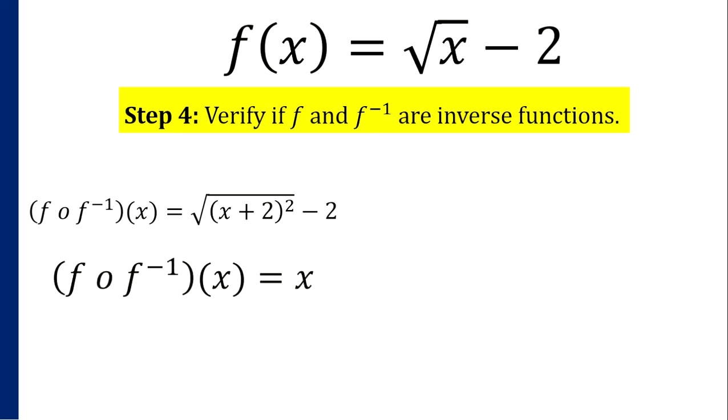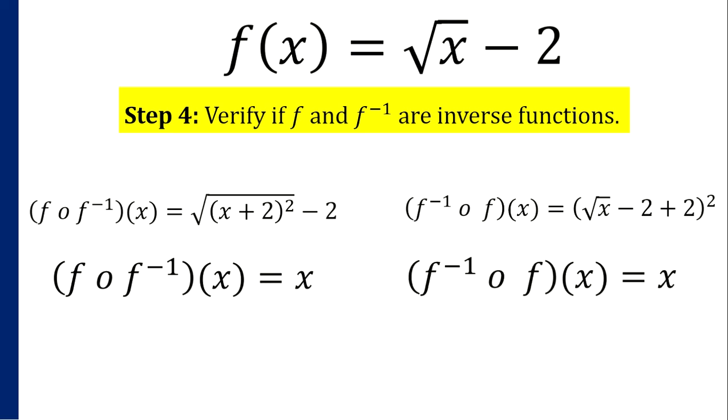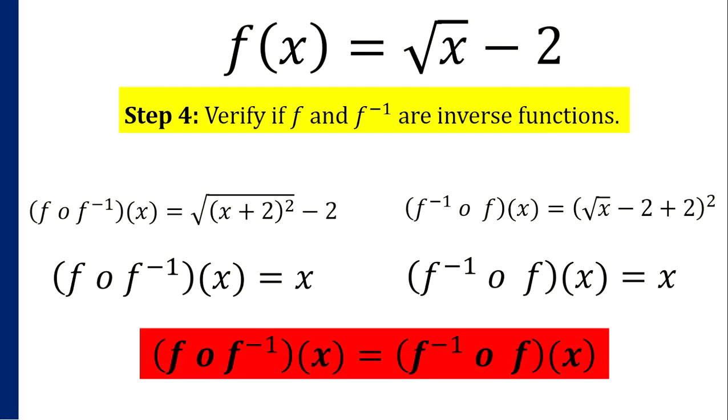And then we have another one. Substitute the function to the inverse. So that's square root of x minus 2, plus 2 squared. And negative 2 plus 2 is 0. Square root of x squared is just x. So therefore, we are correct. The inverse of the function square root of x minus 2 is quantity x plus 2 squared, or you can expand that as x squared plus 4x plus 4.